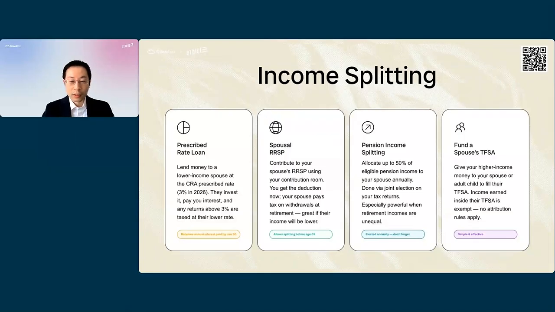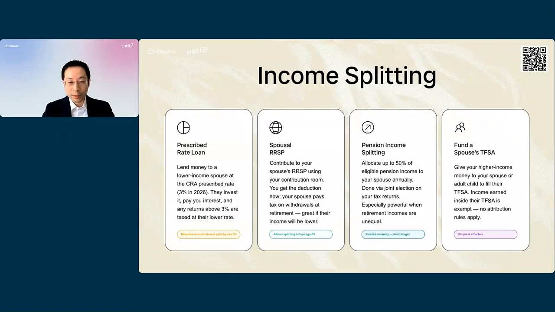The second point is the spousal RSP. The idea is the taxpayer will contribute to the spouse's RSP using the taxpayer's RSP room. The gain from this is the taxpayer instantly gets the tax deduction, and the spouse will only pay tax when they withdraw the funds, either at retirement or perhaps in a later year where they have a lower income. So effectively, we're transferring the tax liability from the higher earner to the lower one and end up with a gain overall.